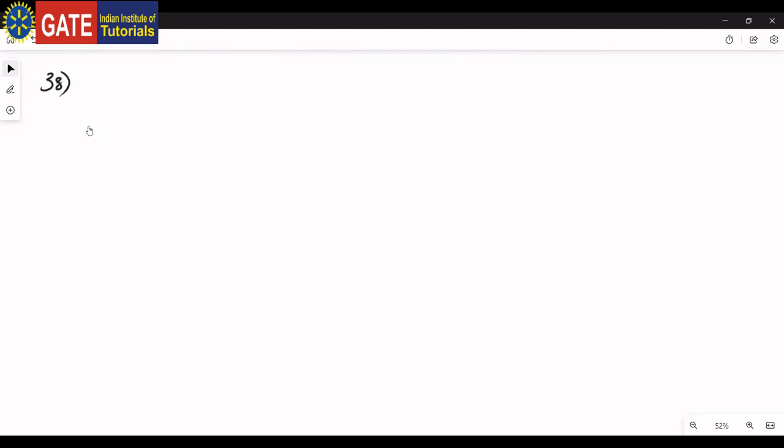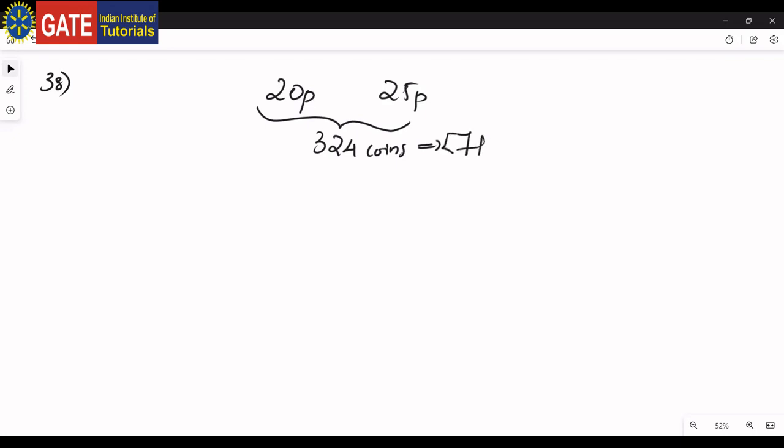And so here let's see what is there in question number 38. It is given that a total of 324 coins are there, of which are 10 paise, 20 paise and 25 paise coins. Totally there are 324 coins, making up a total of how much money? It is rupees 71. Okay. So now you are asked to find the number of 25 paise coins, right?